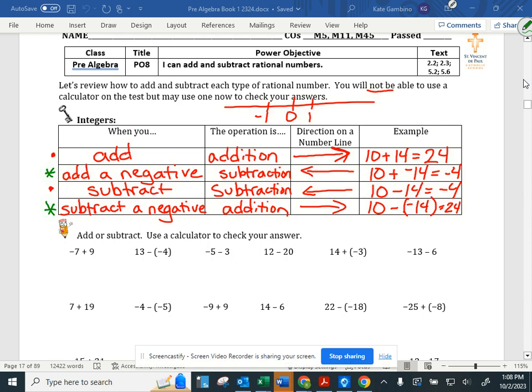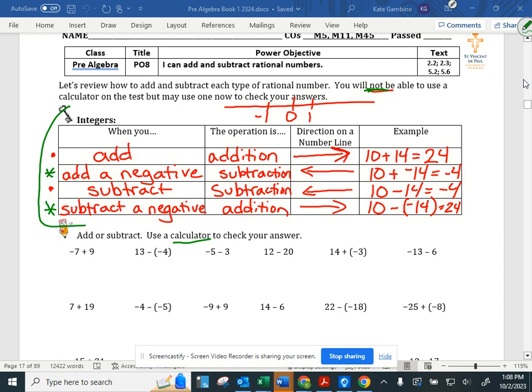So we know that on the test, we are not going to be able to use a calculator, but on our homework, you're going to do the math first, and then you can use the calculator to check your answer to make sure you're on the right track. You will not be able to do that on the test. But on our homework, we're going to use that calculator just to double check. Okay, so that's just for checking purposes. You need to understand how we get the answers first.